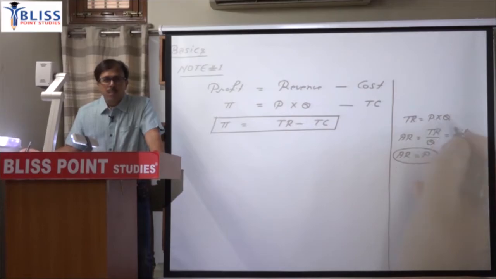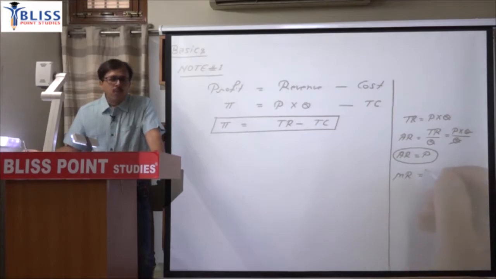So total revenue is price multiplied by quantity. Average revenue is price. And another important concept in economics is marginal. Whenever you use the word marginal, marginal means additional. So if I say marginal revenue, it means additional revenue. If I say marginal cost, it means additional cost. Marginal product, additional product, marginal utility, additional utility. Additional means change.